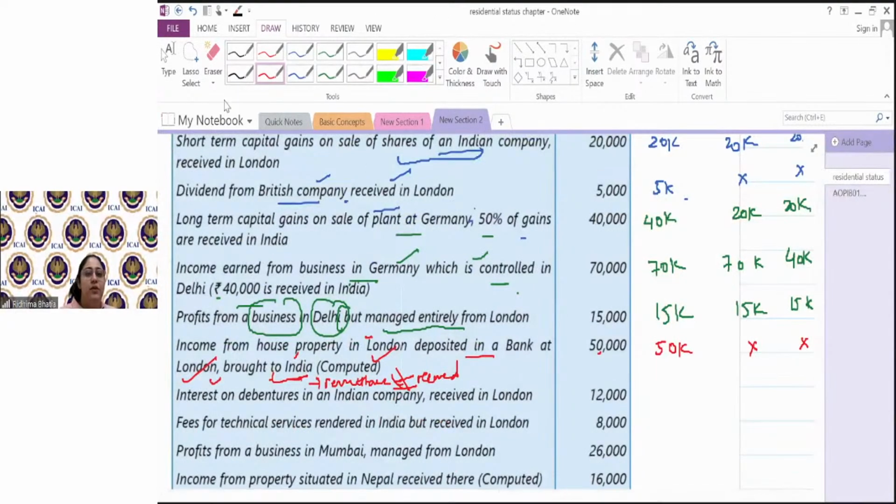Next, interest on debentures in Indian company received in India. Debentures कहाँ के हैं? Indian company के. Receive जहाँ मर्जी हो. It is an income accrued in India. Everything would be taxable.